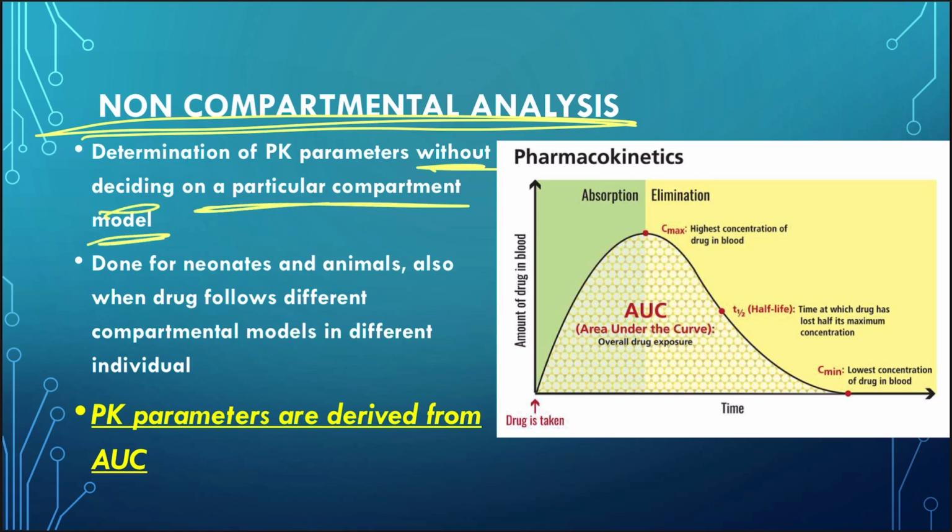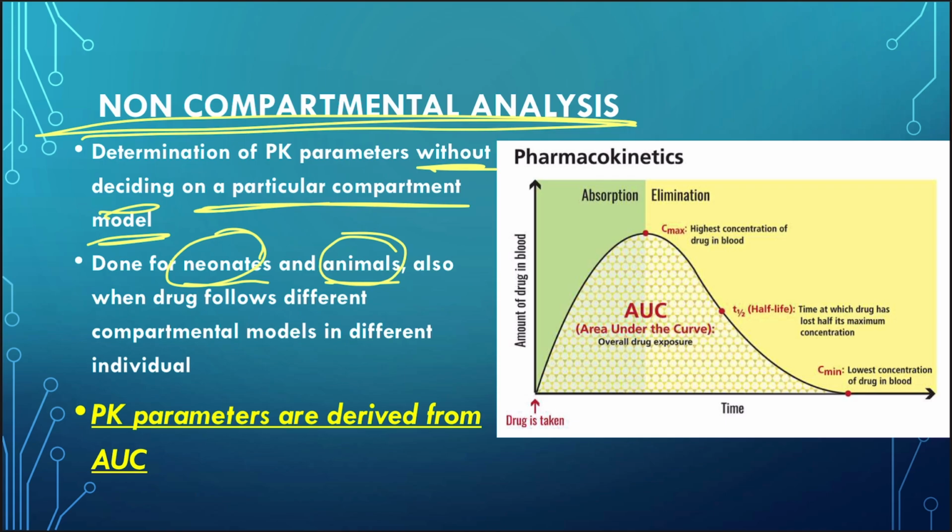So where do we need non-compartmental analysis? It is required in conditions like when we are trying to find out the pharmacokinetic parameters in neonates or in animals. And why is that? When we are trying to get the plasma concentration, we need to take multiple blood samples so that we can plot the graph. But in neonates and animals, if we try to take multiple blood samples, it can lead to severe blood loss because they are already short of blood. Because of this, we cannot apply the compartmental model in neonates and animals, because there is a risk of blood loss. So we need to go with the non-compartmental analysis.